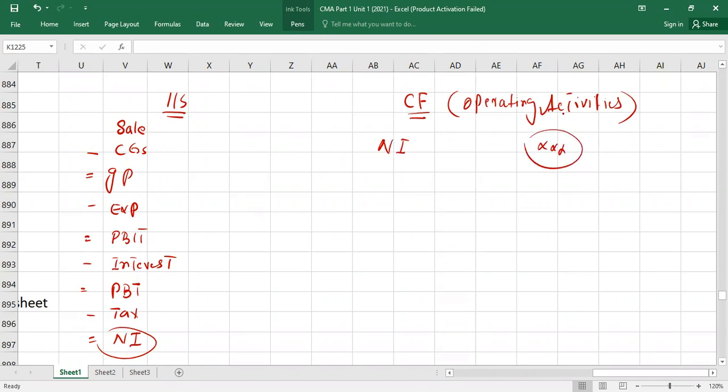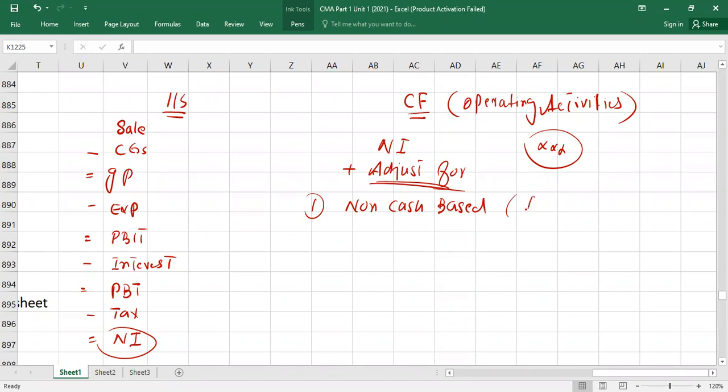Because this is the income which has already been adjusted for so many different types of expenses and revenues. Right or wrong? And this net income we have to adjust for certain items. That's why it's called indirect, because we are taking net income and adjusting for certain items to arrive at cash flow from operations. Number one, we will take those adjustments which are non-cash based, which are already written in the income statement but do not have any cash effects.